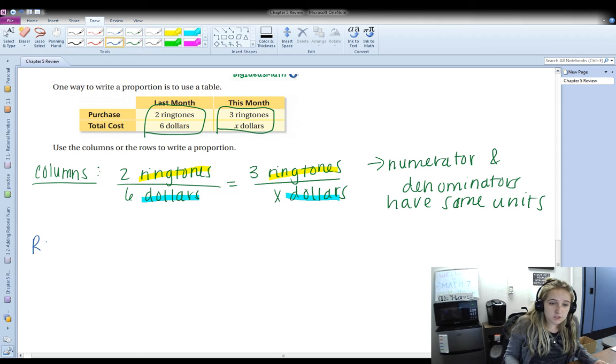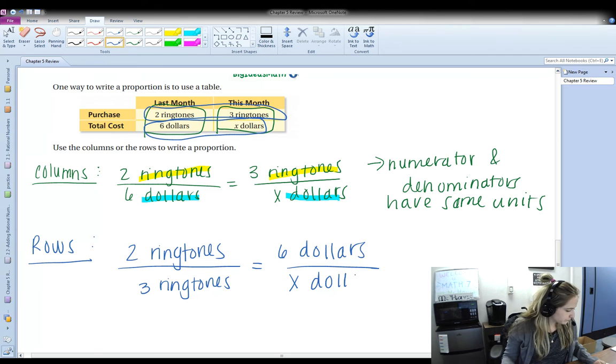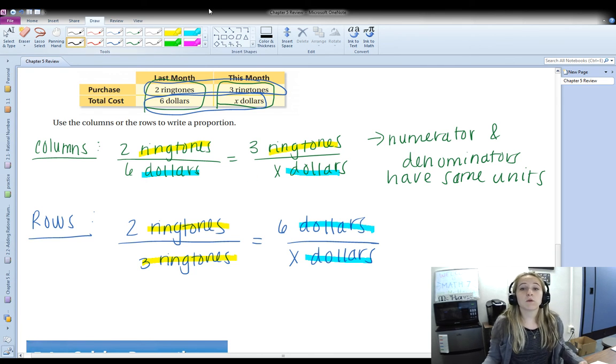Now let's look at rows. So writing a proportion using rows, we would go this way. Okay, so we would have 2 ringtones over 3 ringtones equals $6 over x dollars. So notice that with this one, you have the same units on each side of the equal sign. So ringtones are on the left, dollars are on the right. So those are the two ways that you would write a proportion, okay?